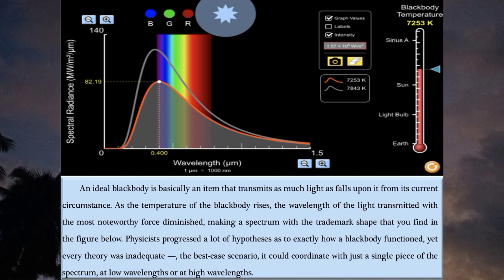Physicists advanced a lot of hypotheses as to exactly how a blackbody functioned, yet every theory was inadequate. At best, it could match only a single part of the spectrum, at low wavelengths or at high wavelengths.